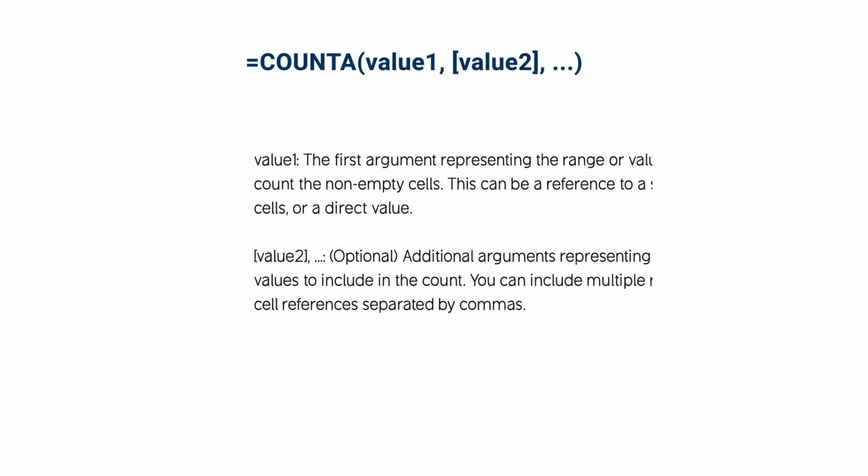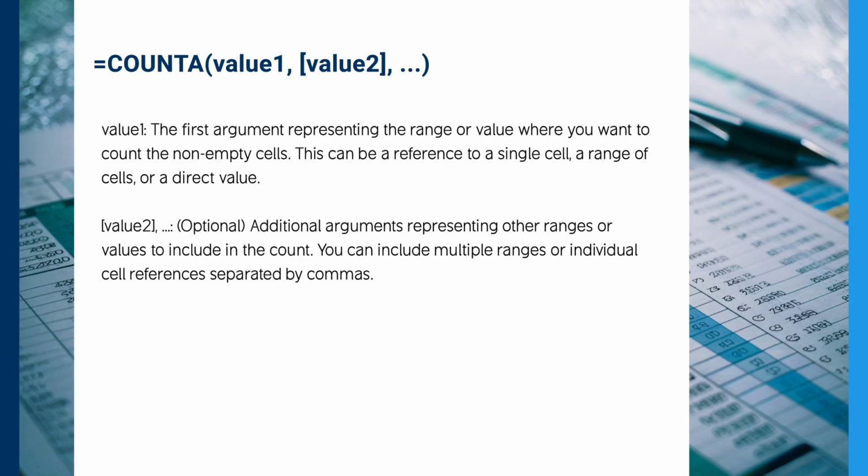Let's dive in. Let's understand the syntax of the COUNTA function. The syntax is displayed on the screen. Here's what each part means. Value 1 is the first argument representing the range or value where you want to count the non-empty cells. It can be a cell reference or a direct value. Value 2 is optional and represents additional arguments for ranges or values to count. You can include multiple ranges or cell references separated by commas.